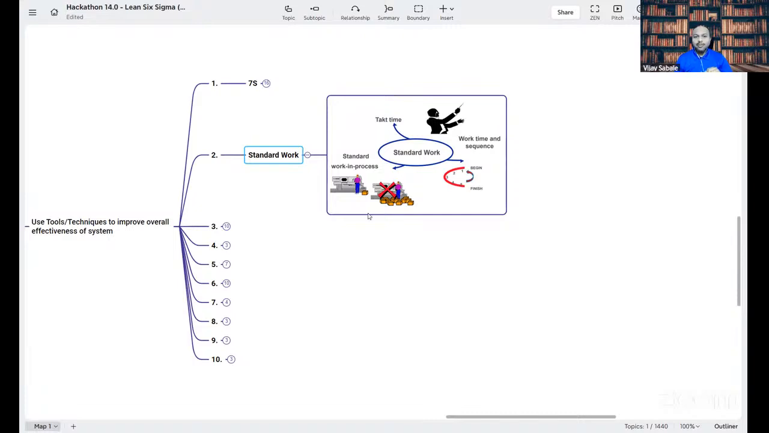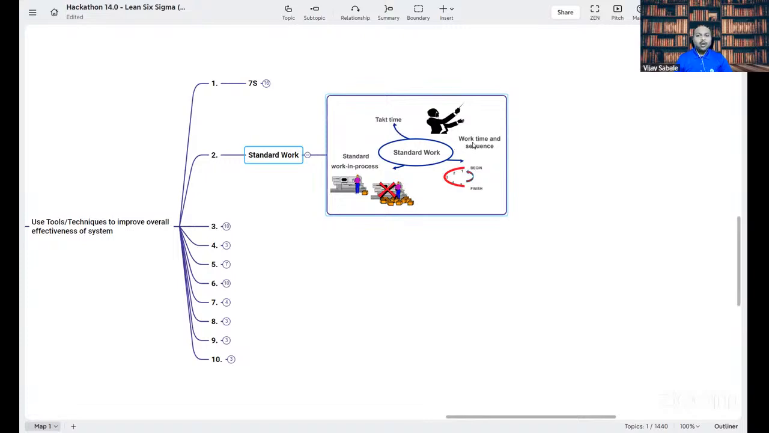Now, when we talk about standard work, it consists of three important elements. The first element is called takt time. What is takt time? Takt time is, I can say, the process speed that we need to maintain so that we can meet the customer requirements. In other words, if you ask the question, what should be our process speed? That will be explained by the takt time, right? So we need to focus on that.